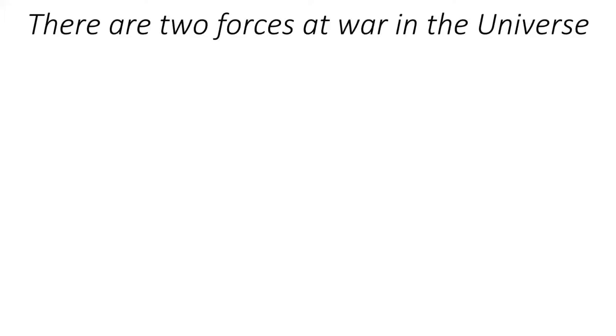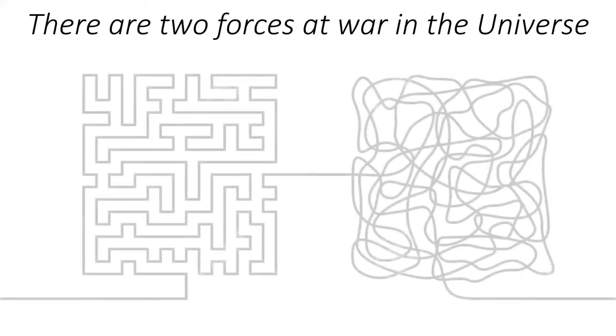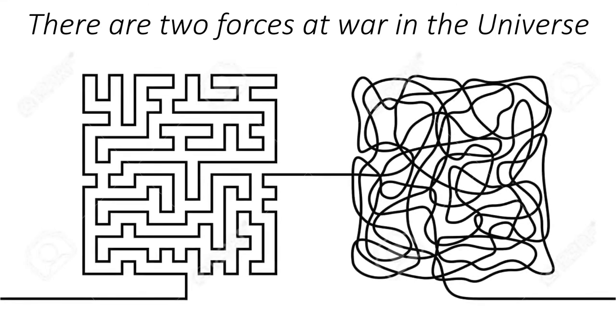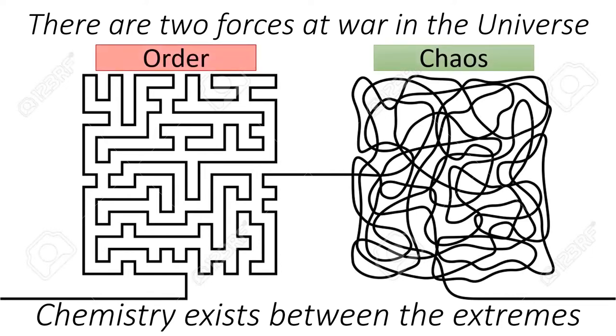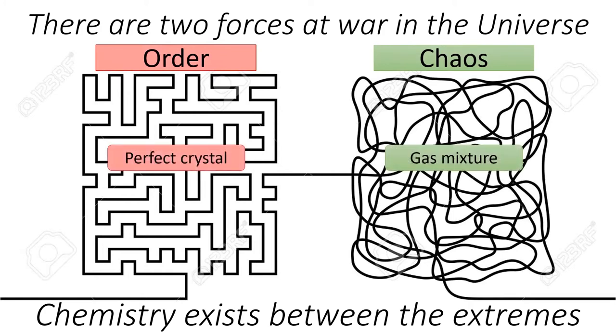Did you know that there are two forces at war in the universe? All chemistry occurs at the front lines of the battle between order and chaos. If order were to win, the universe would be frozen in perfect crystal. But if chaos wins, then all matter would be spread uniformly throughout the universe. Either way, we lose.